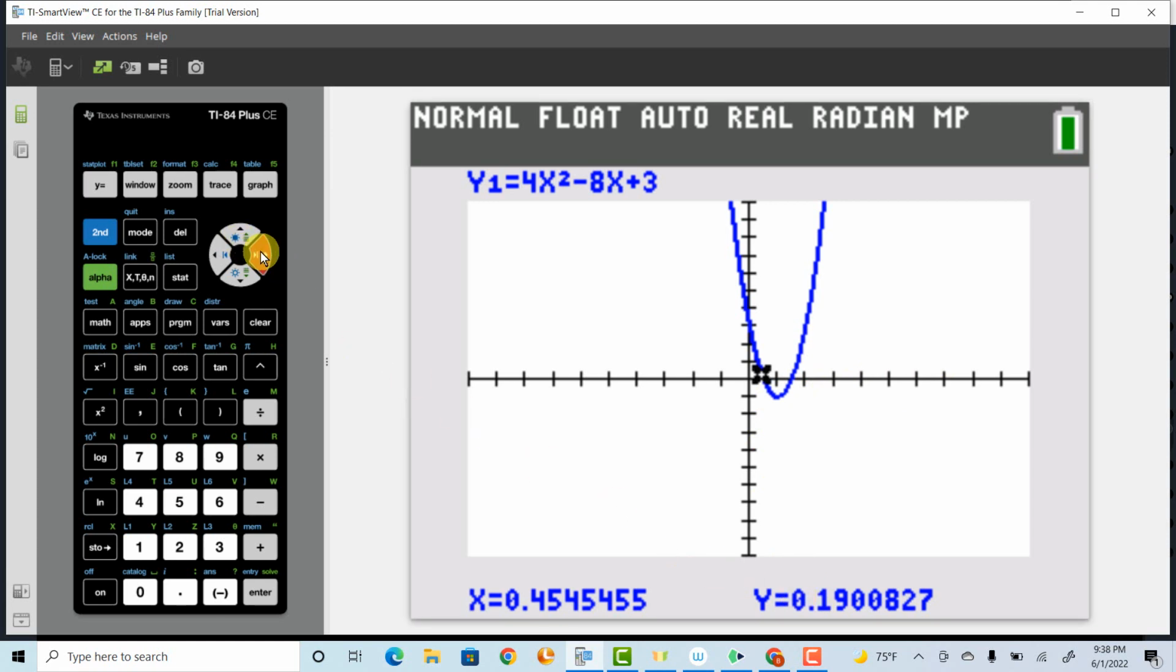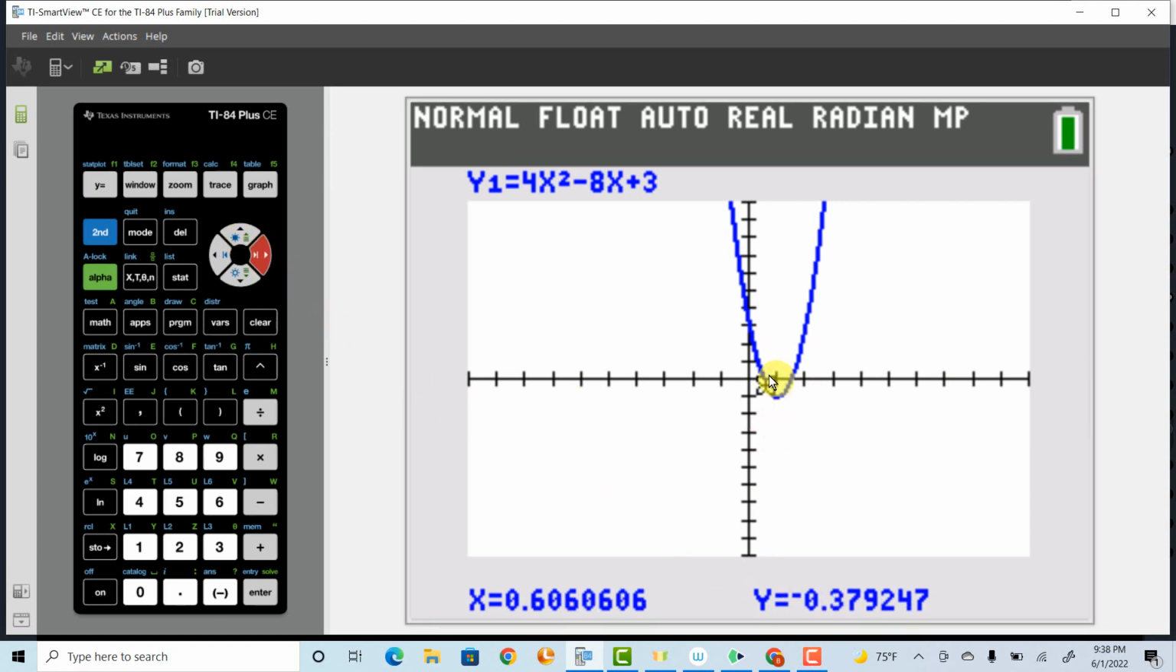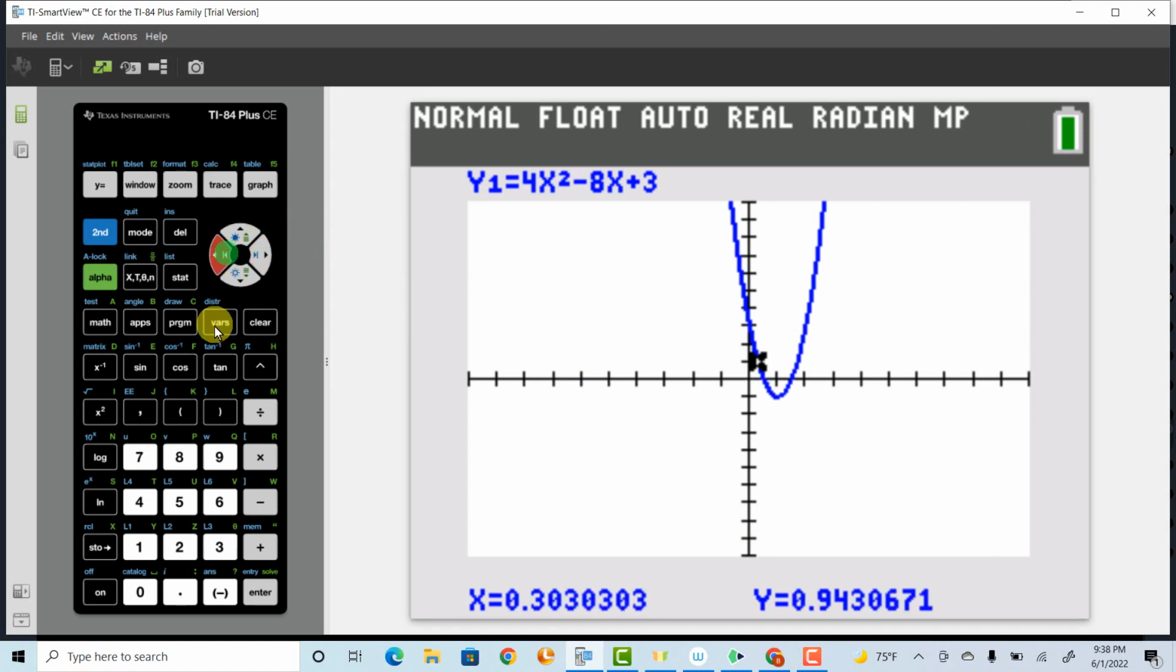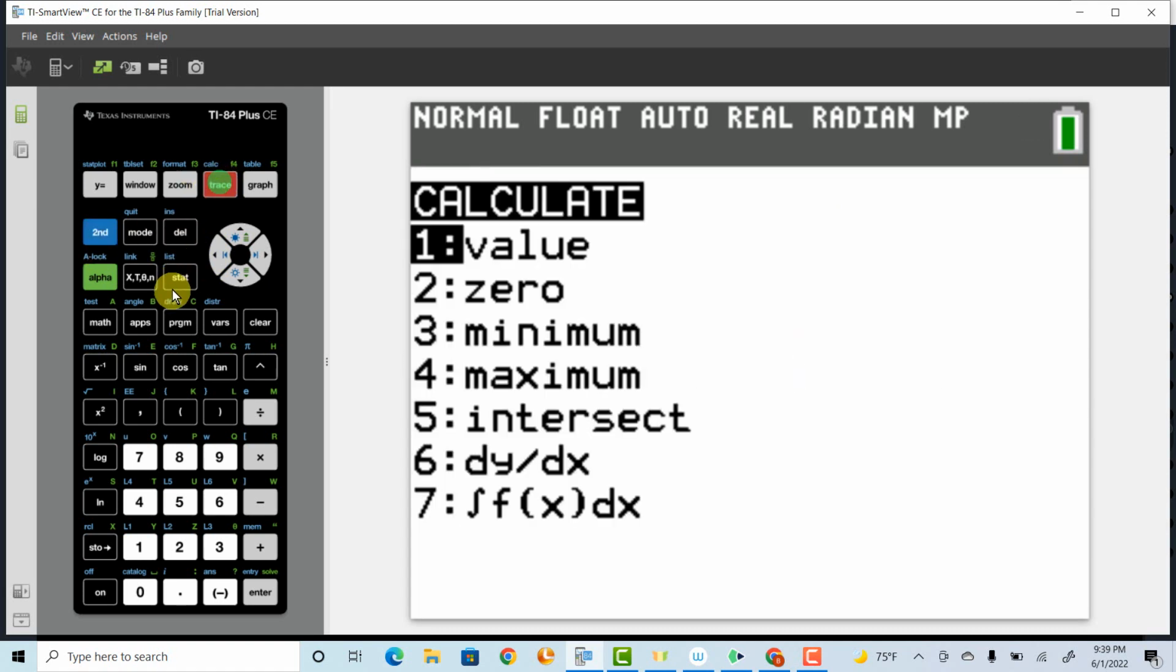Now if I press this arrow again, I've skipped right over where y equals 0. See, y equals negative 0.37. So I do not want to use the trace feature. Okay, so what I'm going to do is go into the calculate, which is above the trace, right there. I'm going to do second, calculate. And I'm going to calculate the 0, which is option number 2.